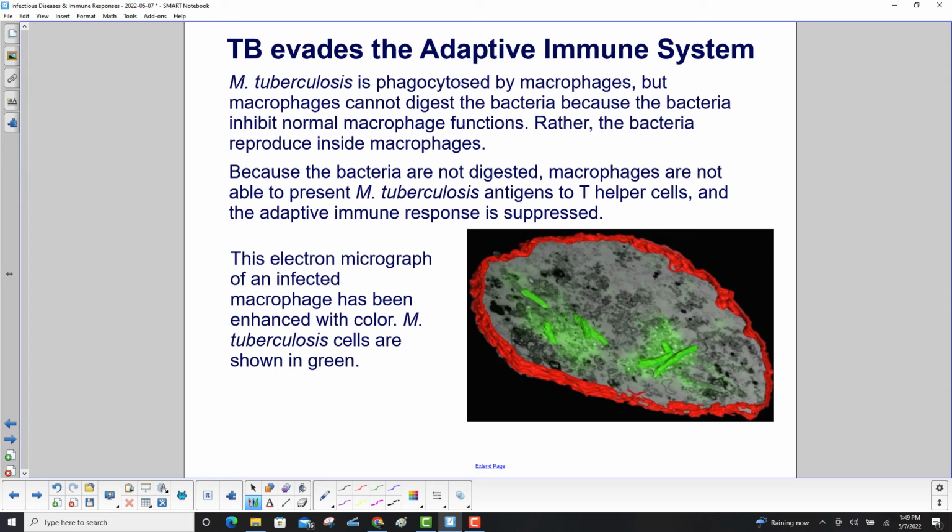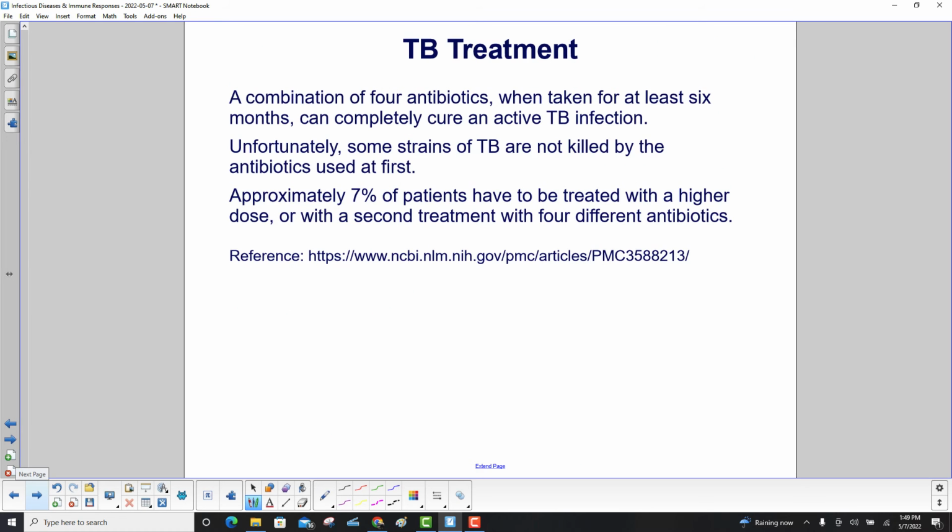Because the bacteria are not digested, macrophages are not able to present the M. tuberculosis antigens to T helper cells, and the adaptive immune response is suppressed. This electron micrograph of an infected macrophage has been enhanced with color. The M. tuberculosis cells are shown in green. A combination of 4 antibiotics, when taken for at least 6 months, can completely cure an active tuberculosis infection.